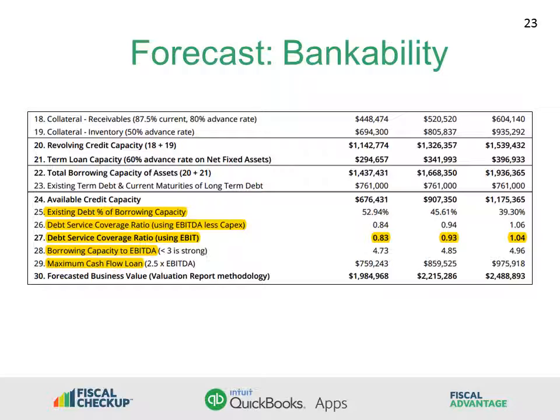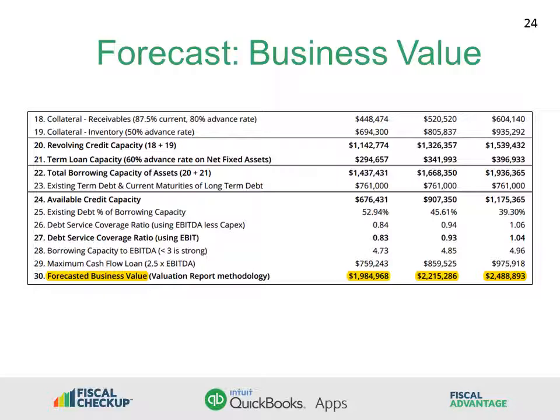For those businesses that borrow money based on the cash flow of the business, like a service-based business, line 29 estimates the borrowing capacity based on those parameters. The final line in the forecasting table shows how the value of the business will be impacted over the next 3 years based on the financial performance above.